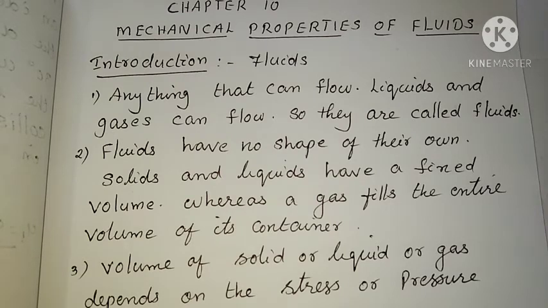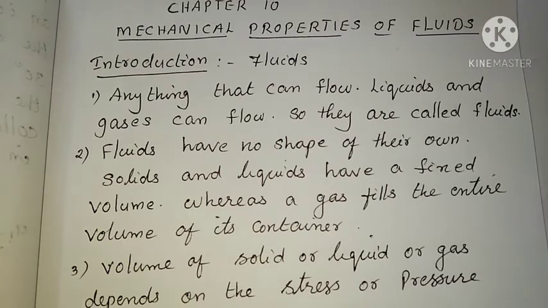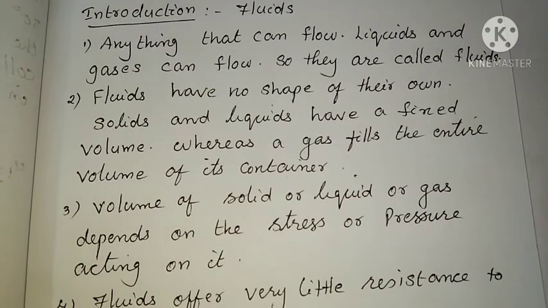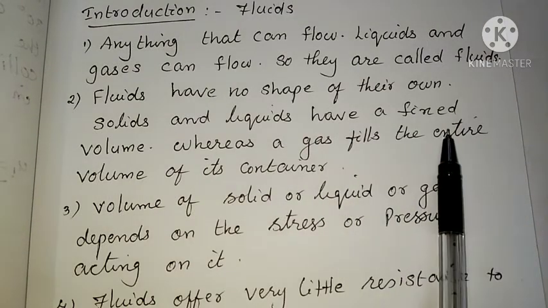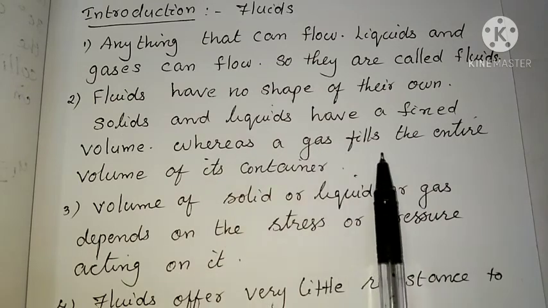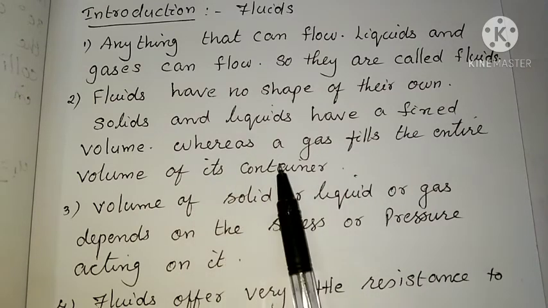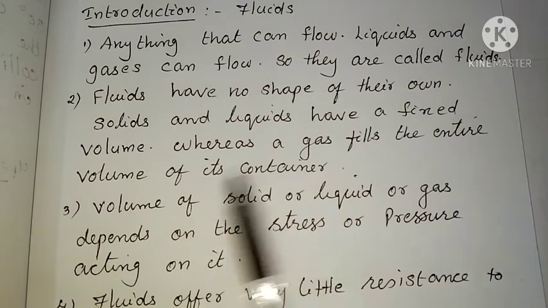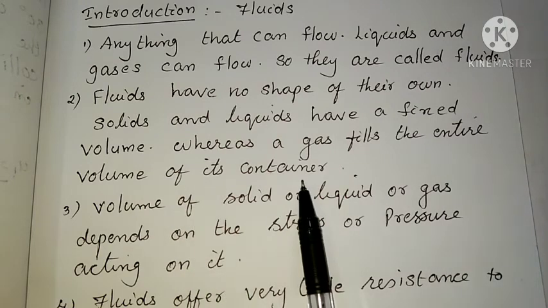Earth has an envelope of air and 2/3 of its surface is covered with water. Fluids have no shape of their own. Solids and liquids have a fixed volume, whereas a gas fills the entire volume of its container. Clear?